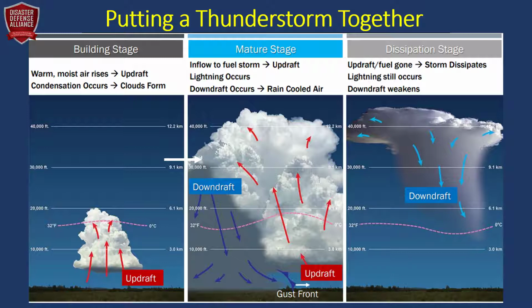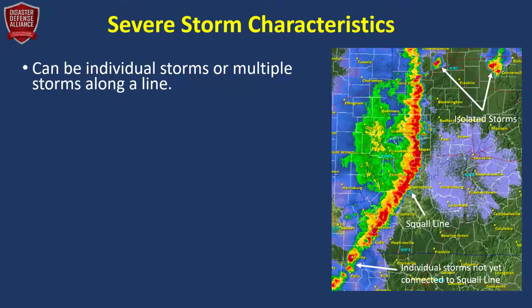Severe storms can last considerably longer if their precipitation falls further away from the updraft, allowing the updraft-downdraft combo to exist for a longer period of time. Severe storms can be in the form of individual storms or lines of storms called squall lines. Here you see a radar image that shows both types.